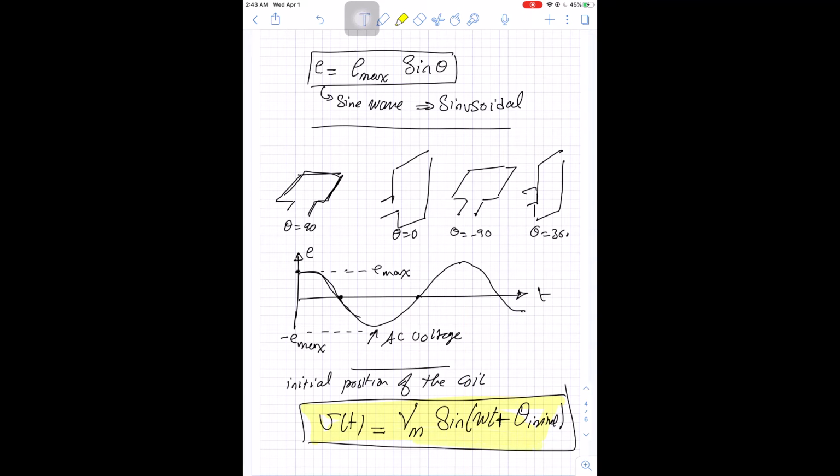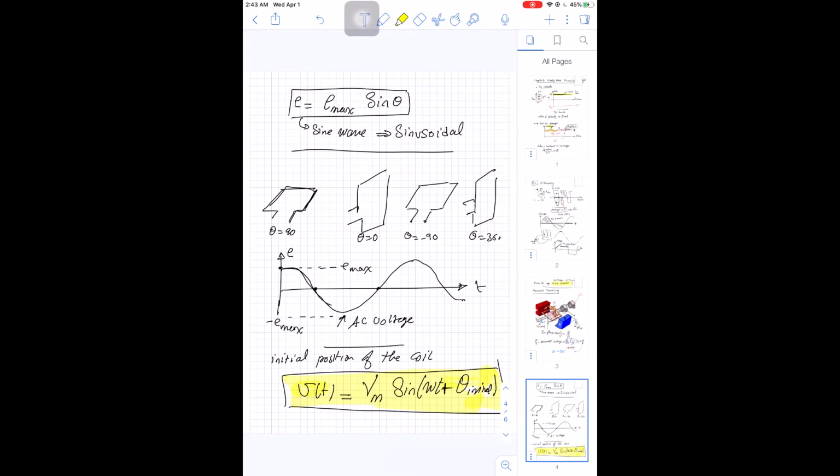So the AC source voltage is not constant. The voltage is a function of time, and it is changing with time following a sine wave or a sine function. Let's add a page here.